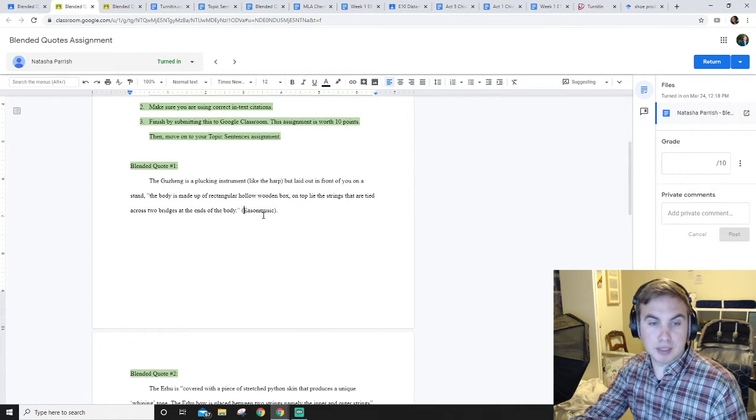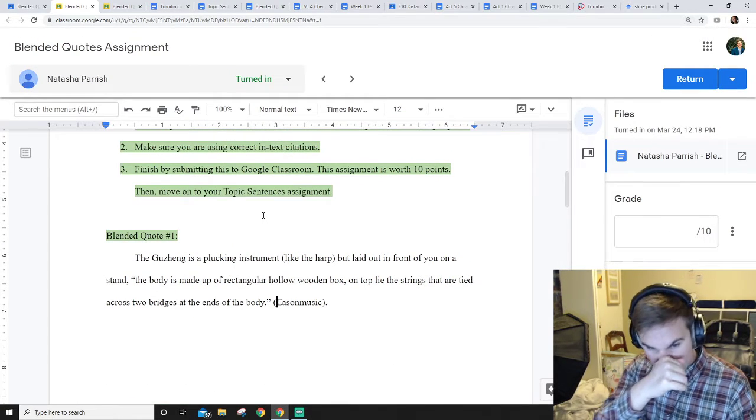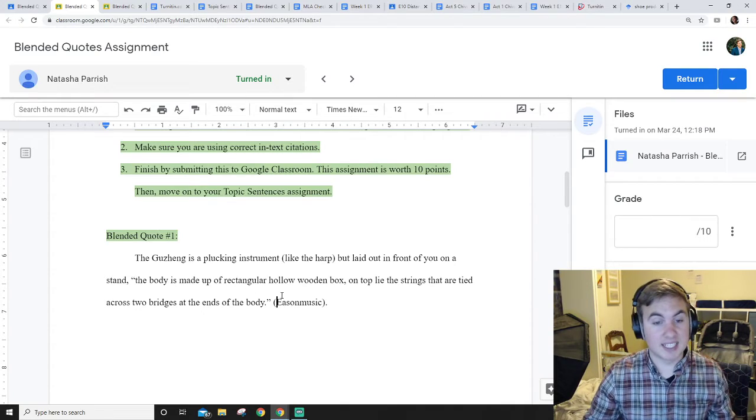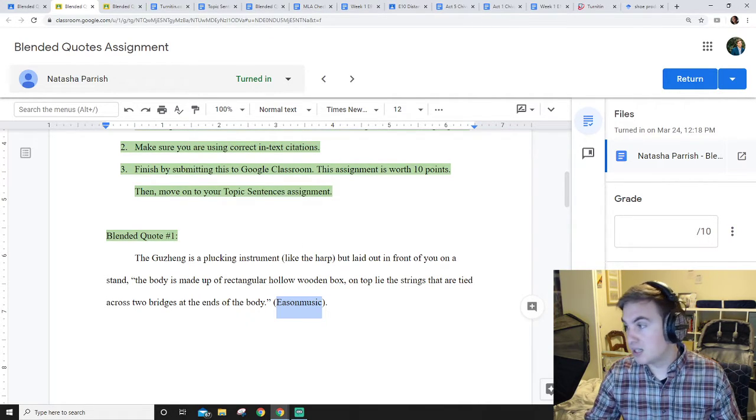Okay, it's that simple. Now let me zoom in so we can see how that looks, and it looks exactly like that. Hopefully you've got it right there. That's what it should look like. If there's no author, you would put the website, but you probably should have an author because it would be less credible if it's just a random website.